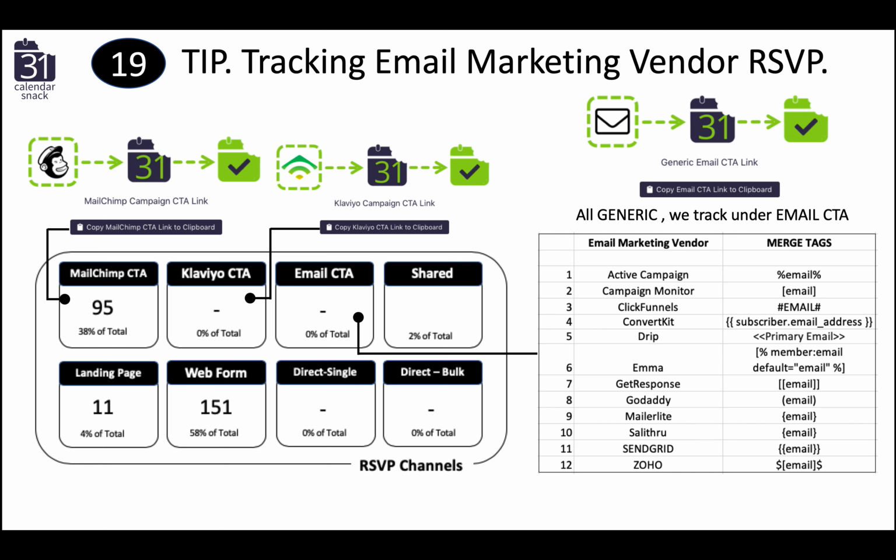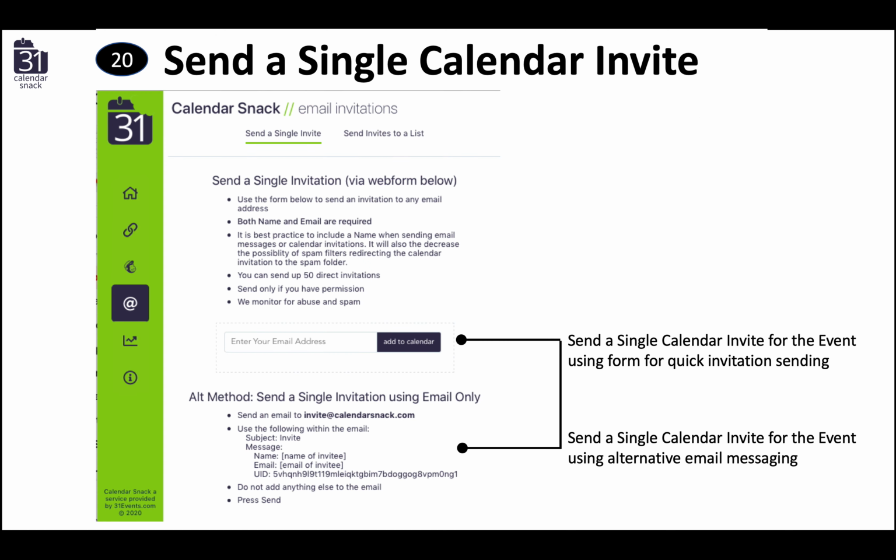One tip here is to understand that in the reporting engine, we track email marketing vendors across this continuum. So you can actually use one CalendarSnack event ID and use that across MailChimp, Klaviyo, or any other email marketing vendors. If you as a company are using multiple different email marketing vendors, it's likely we'd be able to support those with one CalendarSnack, one event ID, and you can go to market across these channels.